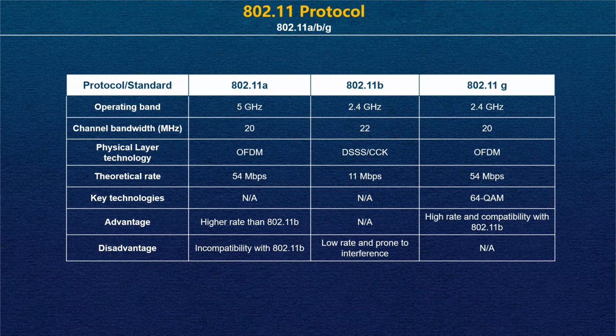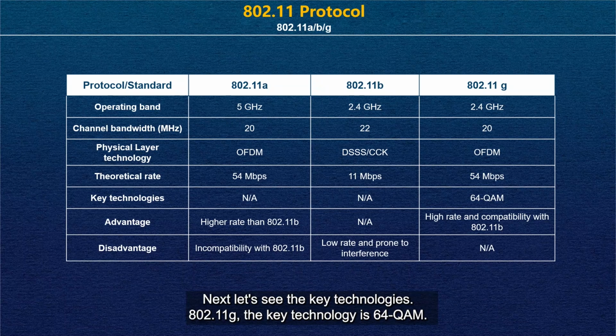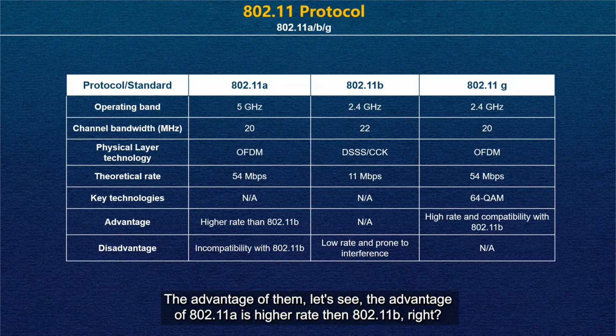Okay, the rate of them: 802.11a supports 54 Mbps, right? .11g is the same, while .11b has a slower rate, which is 11 Mbps. Okay, next let's see the key technologies. .11g's key technology is 64 QAM.